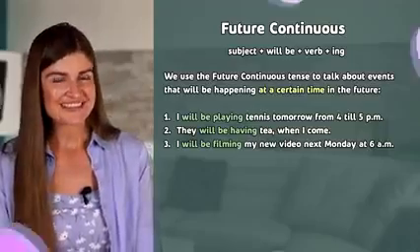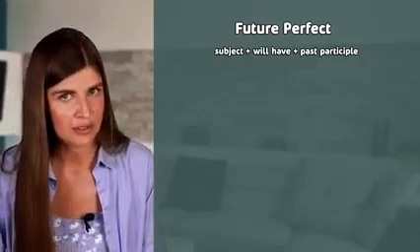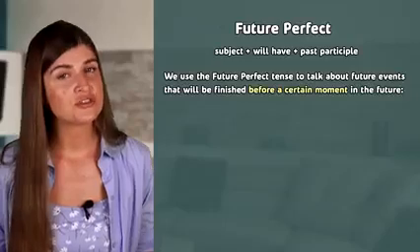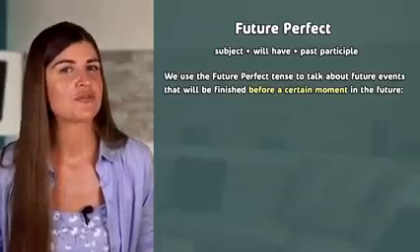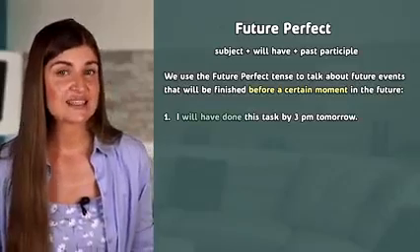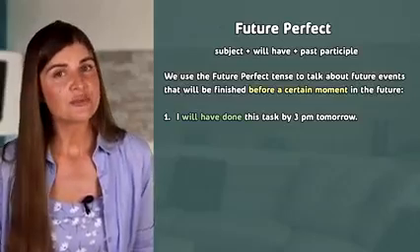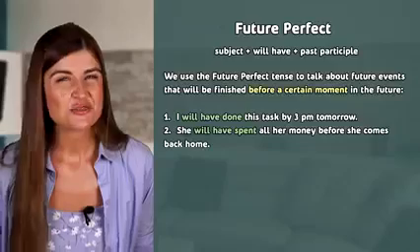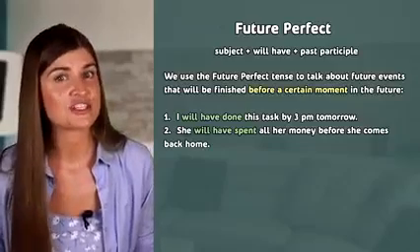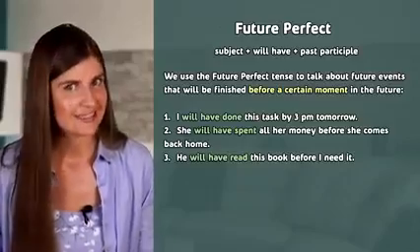I'm an early bird. We also have the future perfect tense. The structure is the subject plus will have plus past participle. It's used to talk about future events that will be finished before a certain moment in the future. I will have done this task by 3 p.m. tomorrow. 3 p.m. is the certain moment in the future. She will have spent all her money before she comes back home. He will have read this book before I need it.